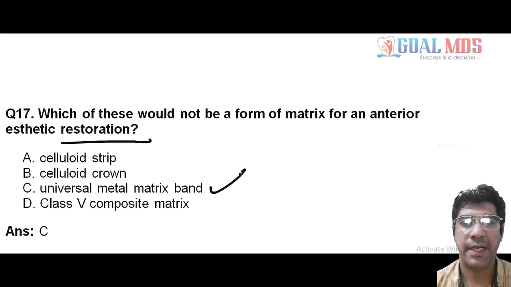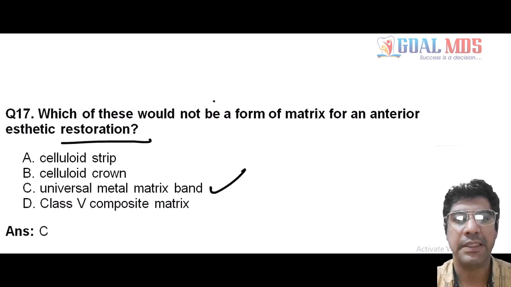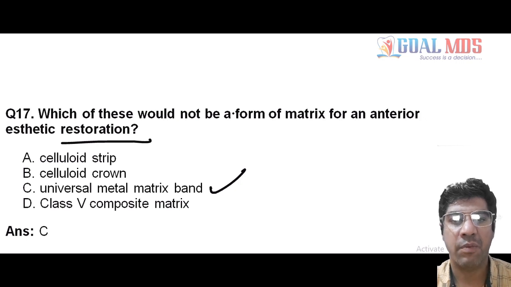Universal metal matrix band is used in the posterior region, such as for amalgam fillings. It provides a rigid form for shaping the material being placed into the tooth cavity. Metal matrix bands are not used in anterior aesthetic restorations.